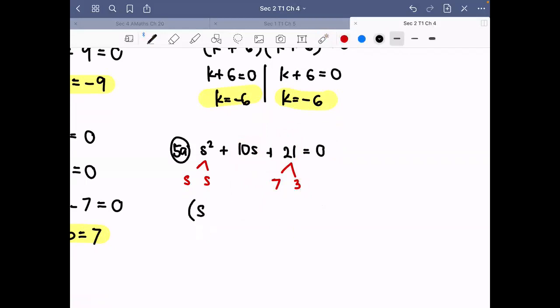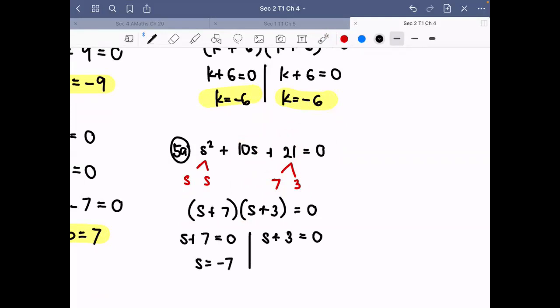So your answers are s plus 7 and then s plus 3 equals 0. So what do we do next? Since you have your factors now, it becomes s plus 7 equals 0, and then the other one is s plus 3 equals 0. So the values of s are negative 7 and negative 3. So that's it. So that's number 5a.